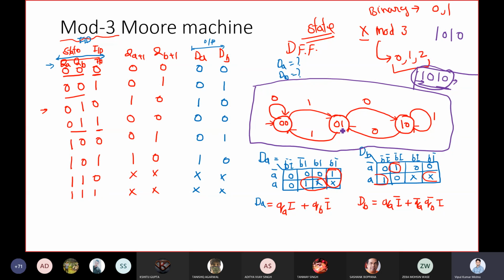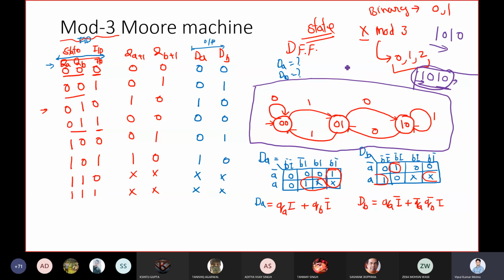Then next you are giving 0, so it will reach here. Now once you give 1, it will go back to 1, 0. And then once you give 0, you will go back to 0, 1. So you will end up with 0, 1. Got it? You are giving input from left to right, 1, 0, 1, 0, and you will reach this state.